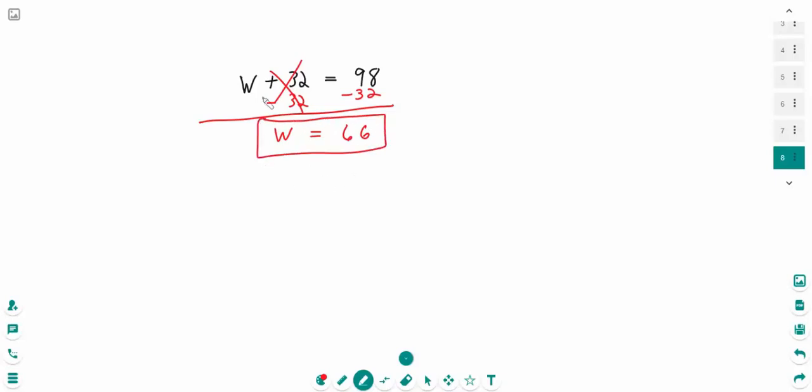Now we could go back and check, plug in that 66 for the w, plus 32 equals 98. And if we take the 66 plus the 32, we add those up. Lo and behold, we do get 98, and 98 does in fact equal 98. Therefore, we have a true solution.